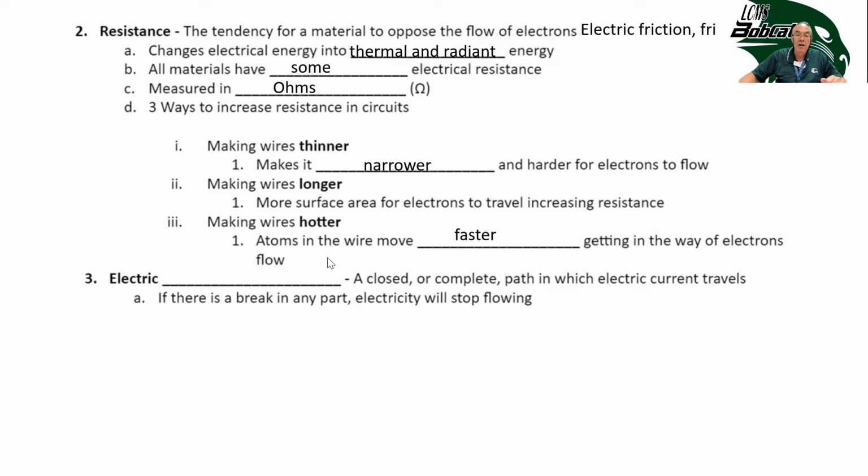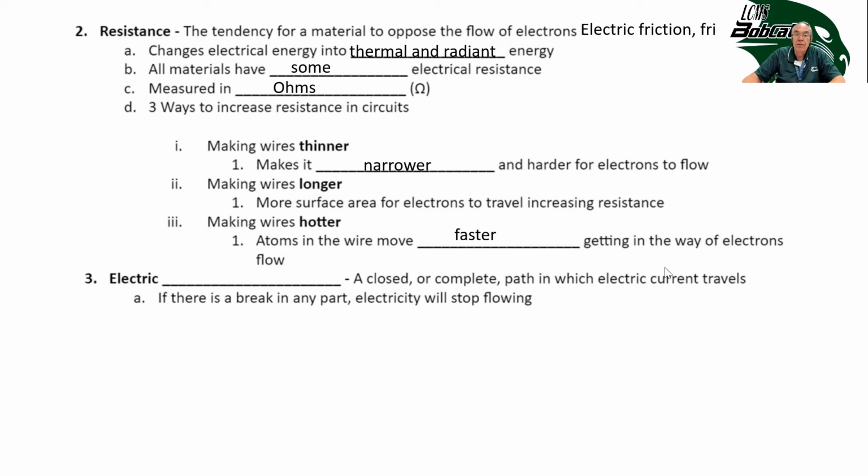Making the wires hotter, okay. Atoms in the wire move faster, getting in the way of the electrons moving because they're vibrating, and the electrons have a harder time flowing through. So hot wires have more resistance. Very cold wires become much better conductors. They do a lot of experimenting at very cold temperatures, trying to make these superconductors with a minimum resistance.